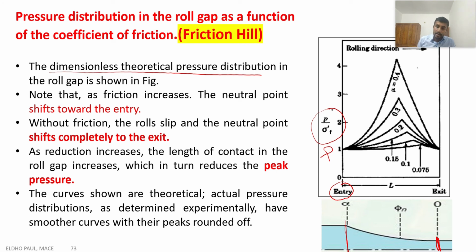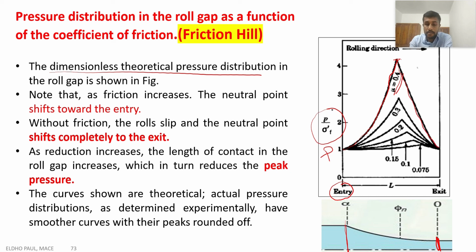And here this is the variation of the dimensionless pressure with respect to the mu value. If the mu value is equal to 0.4, we can see at the entry zone, the pressure requirement for the deformation is very small. But it is increasing, to a very high value, like a hill. At the neutral point, we have a very high pressure requirement. This much pressure is required at the neutral point. Then from the neutral point to the exit zone, the pressure requirement for the rolling is reduced.